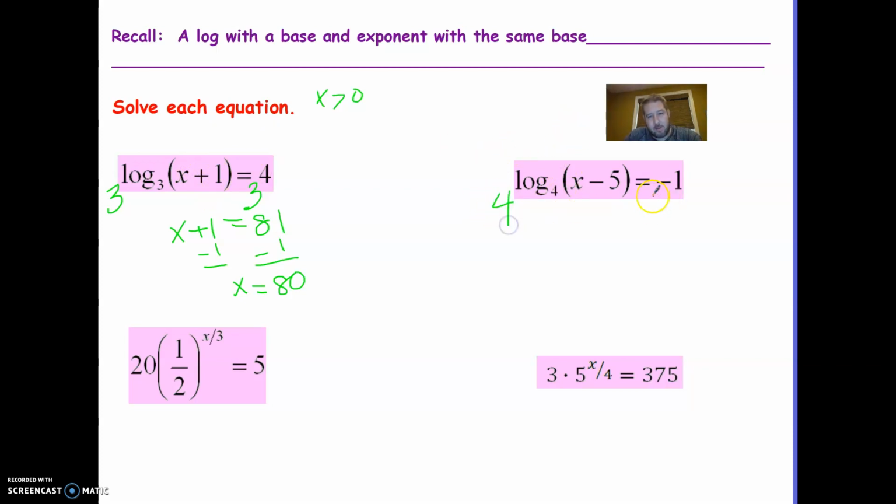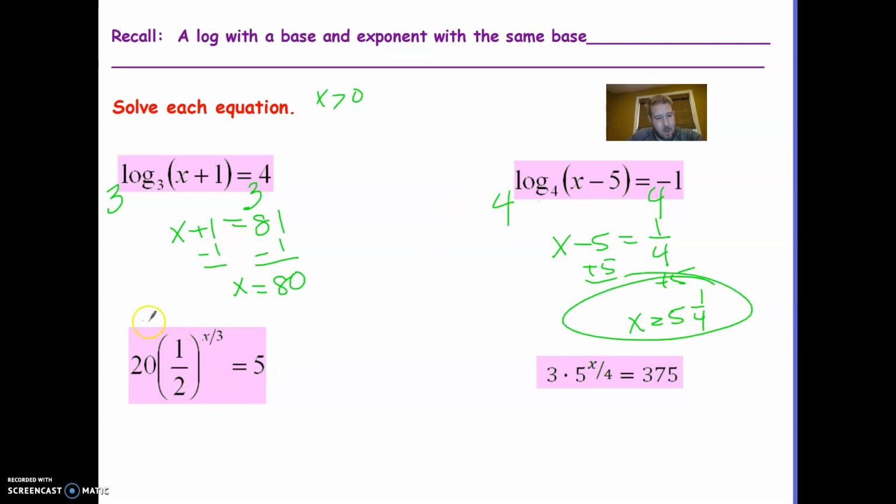All right, so I'm going to exponentiate this one as well because it's log base 4. So the 4's kind of cancel out. You're left with x minus 5 equals 4 to the negative first power, which is 1/4. Now I add 5 to both sides and I get x equals 5 and 1/4. Now if I put that in here, 5 and 1/4 minus 5 does give me something that's greater than 0. Not by much, but it does. It's going to give me 1/4. So this is a real solution.